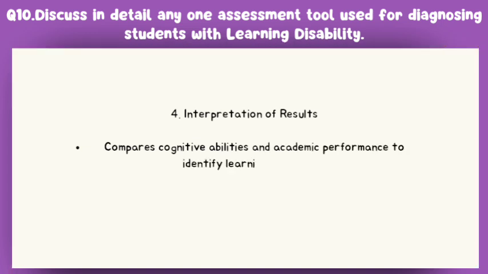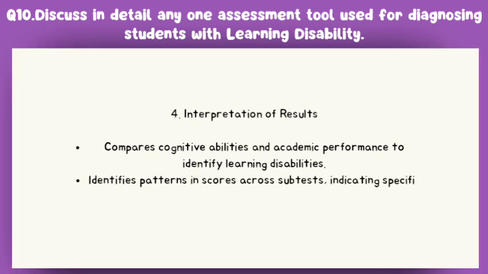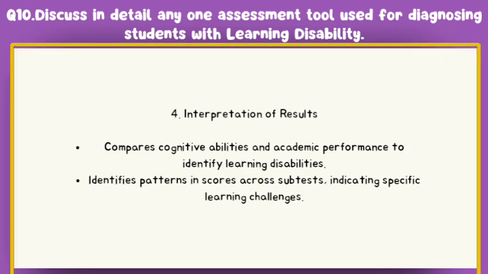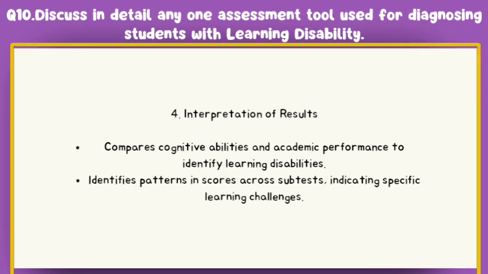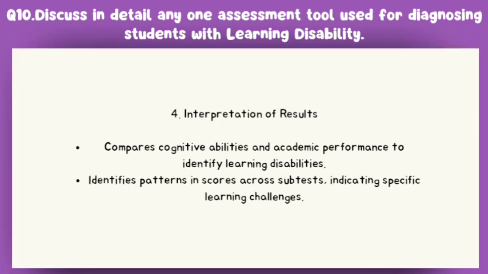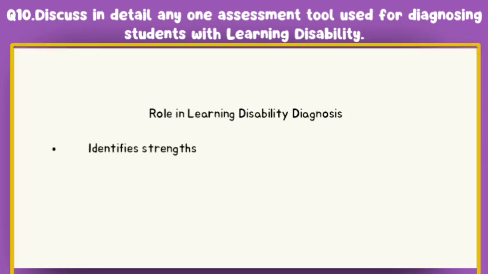One of the most important aspects of this test is its ability to compare the students' scores in different areas. This helps in identifying any academic delay or discrepancies in a specific area of learning. It compares cognitive abilities and academic performance to identify learning disabilities, and identifies patterns in scores across subtests, indicating specific learning challenges. Now let's see some of the role in learning disability diagnosis.